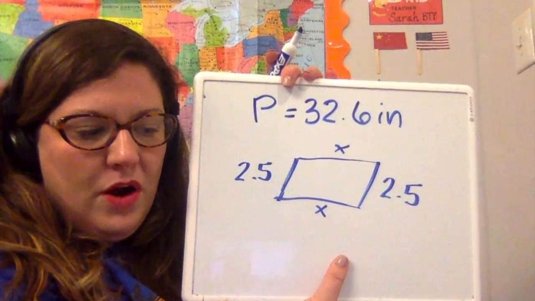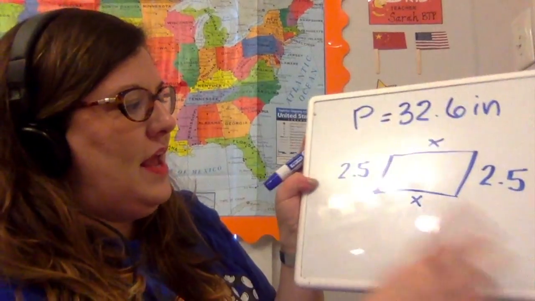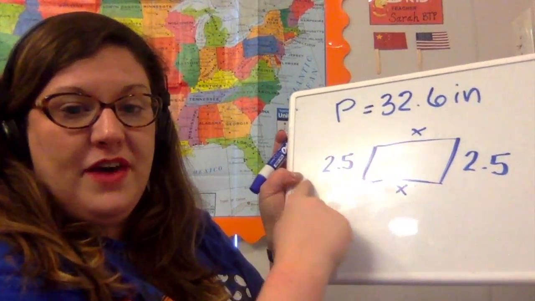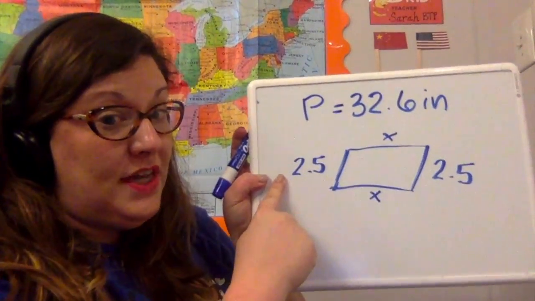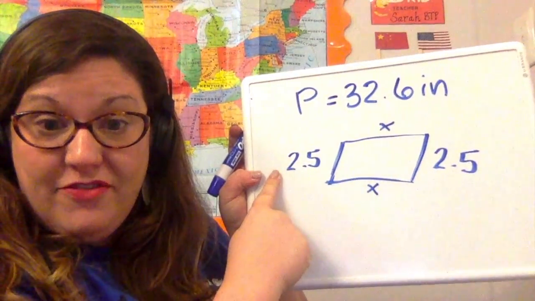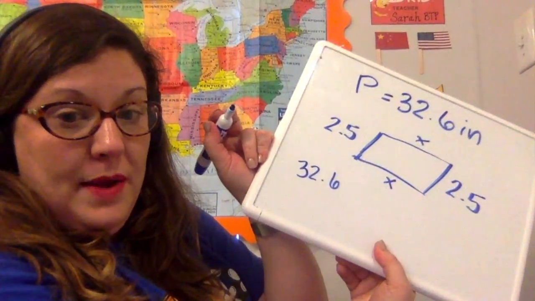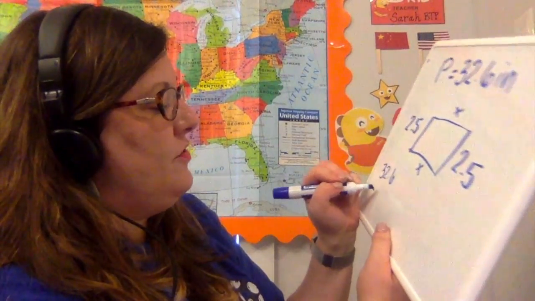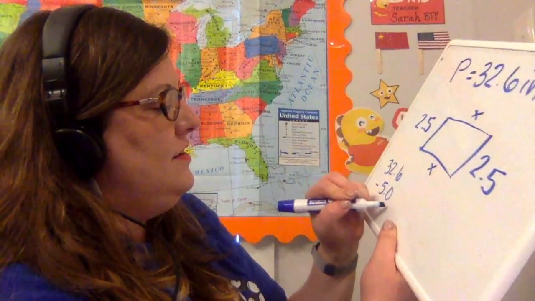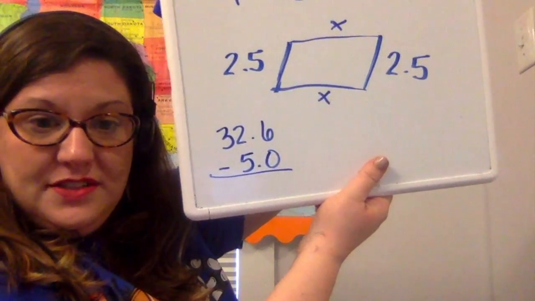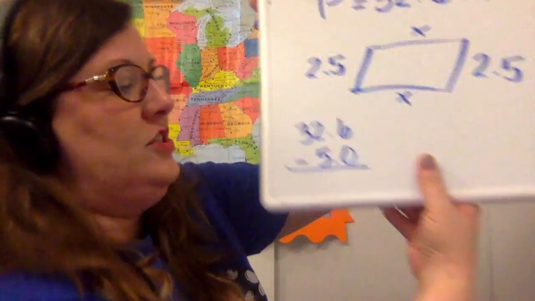So how's this going to work, guys? Well, I know that two sides, 2.5 and 2.5, have to add up to equal 5. Okay, so that's 5 inches. So I've got 32.6 inches total perimeter, and I need to subtract from that 5 inches. Okay, so I'm going to do that subtraction now.